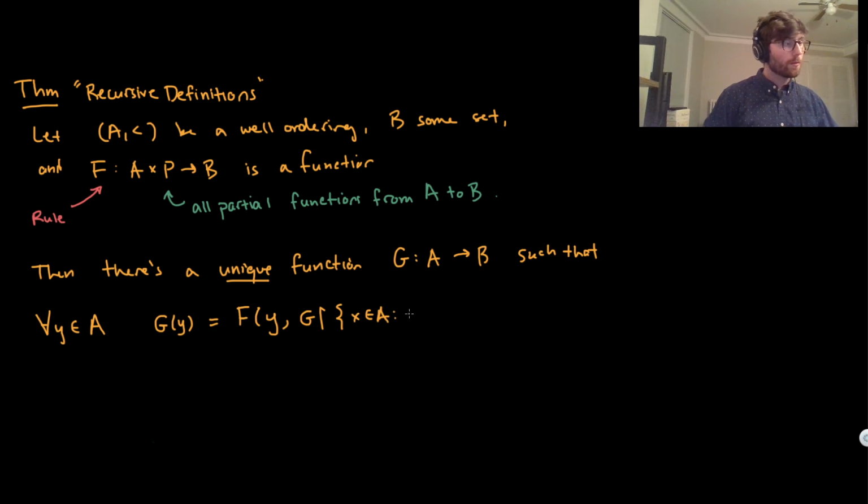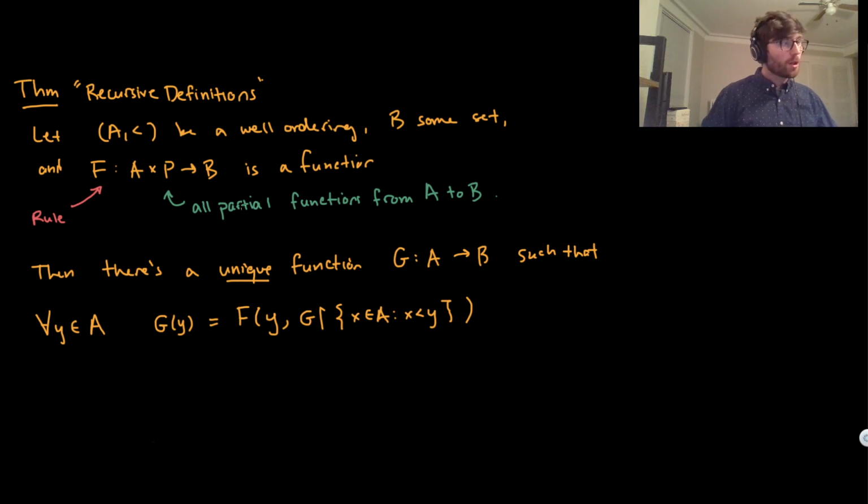So it's G restricted to all the predecessors of y. All right, so let's say that again. We have our big F, that's our rule. The domain of our rule is going to be our set A, because if we're trying to figure out, say, what the 20th recursive element in our recursive sequence is, we should be able to use 20 as a parameter.